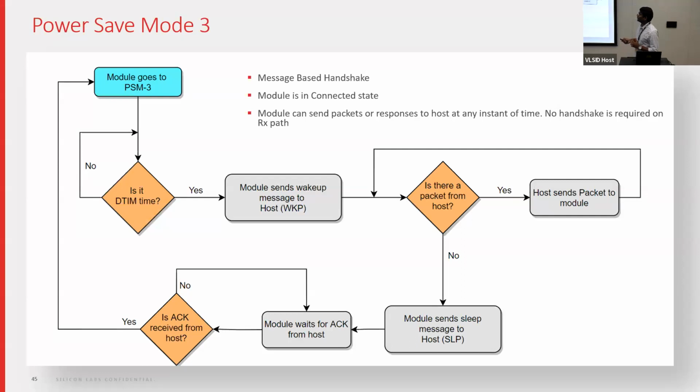So these are all configurable by the commands from the host. First the module will check if it's a DTIM time or not. If it is not DTIM time, it will continue to be in sleep. And if it is a DTIM time, then the module sends something called a wake up message. So, okay, I have some packets, so you need to wake up and receive the packets. So what will the station do?